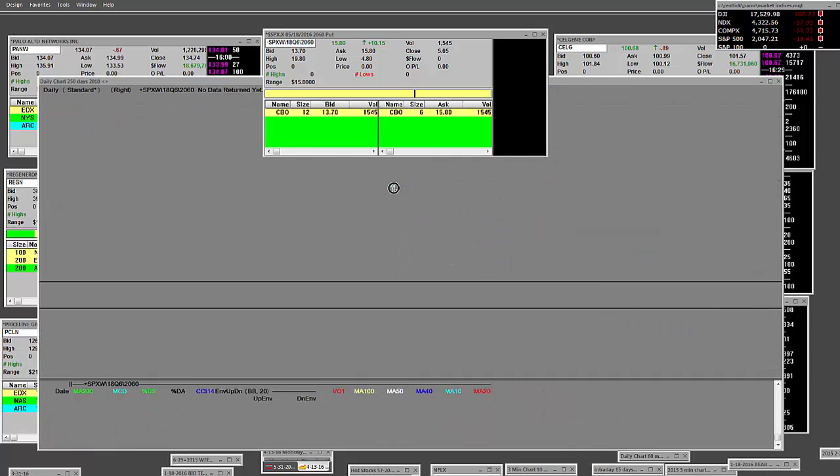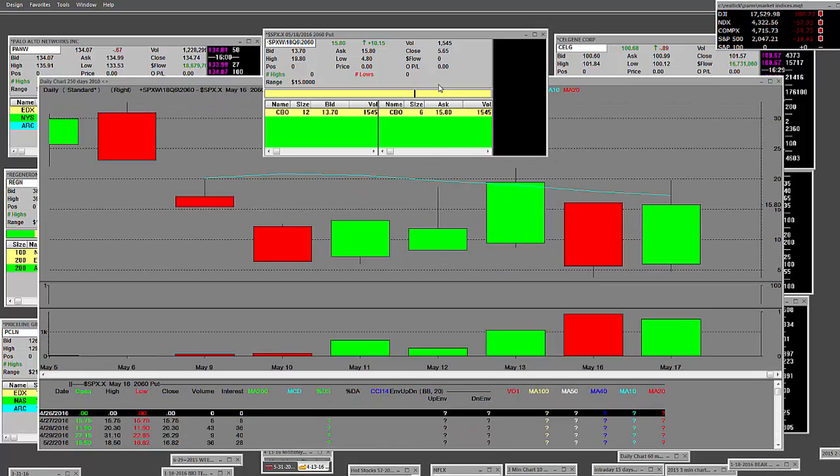Here's what the 2060 put on the S&P was today, $4.80, and it went to $19.80. Do you realize if only 10 contracts, you made $15,000? 1,500 contracts traded, S&P 500 put options.